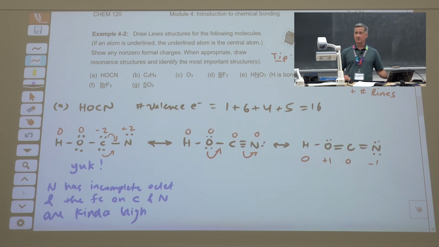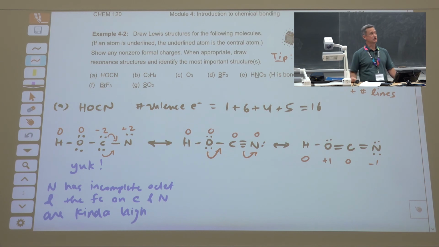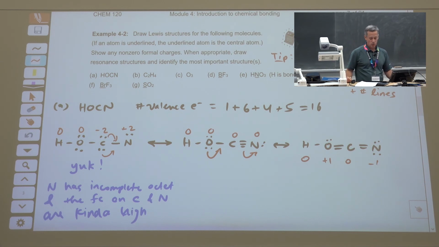I came up with the number 6. I compared 6 to 5. Hey, that's an extra electron. Formal charge minus 1.